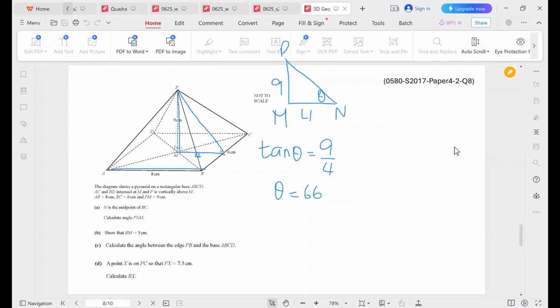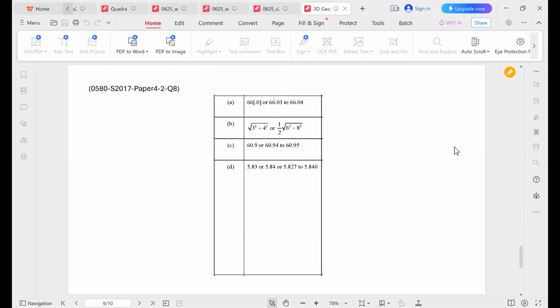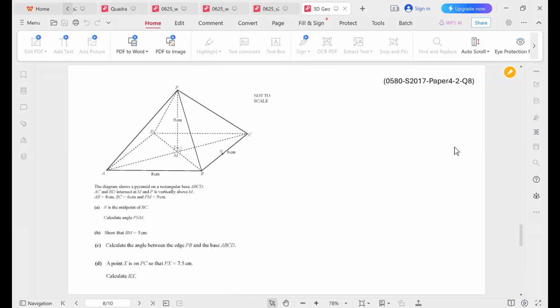Let's check the marking scheme. So 66 for theta is fine. This is the correct answer here. So let's just write it on top. Angle PNM is equal to 66.